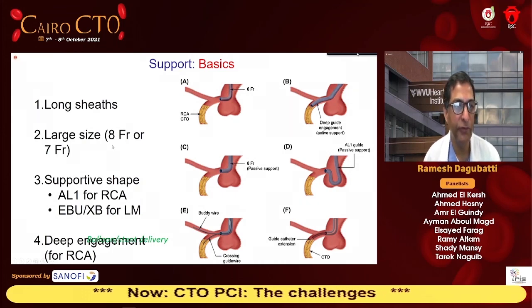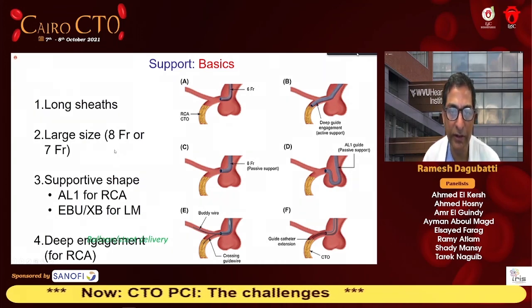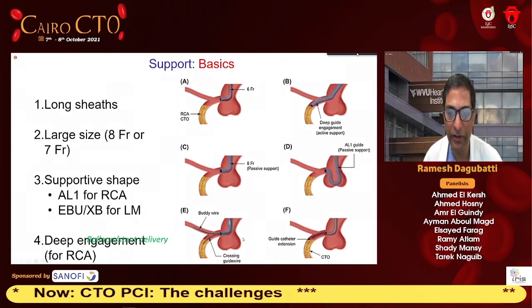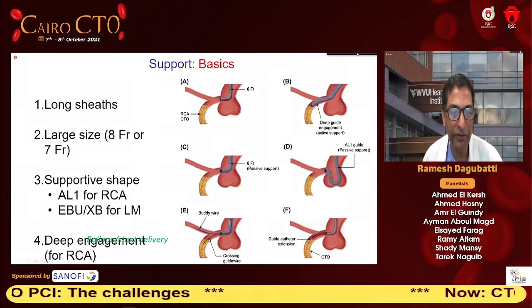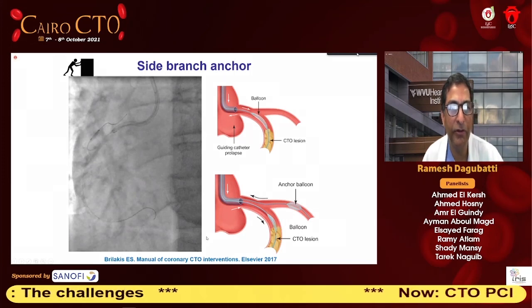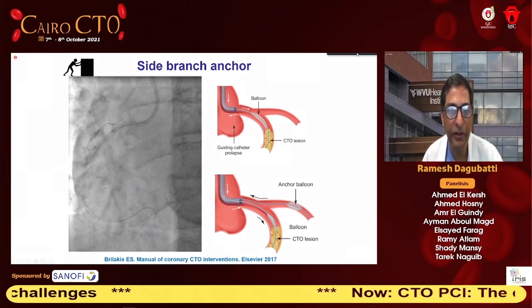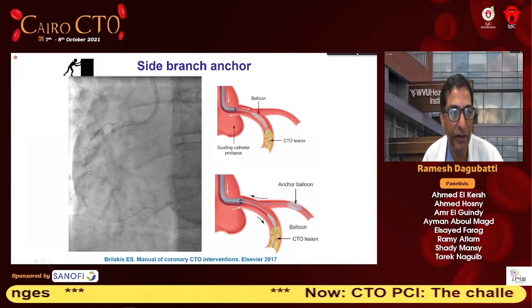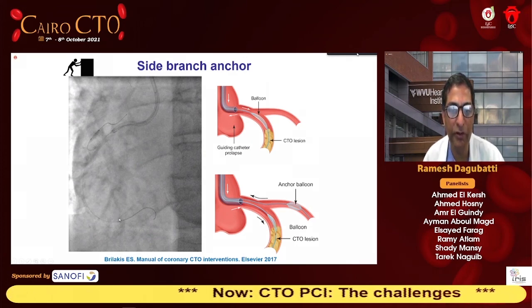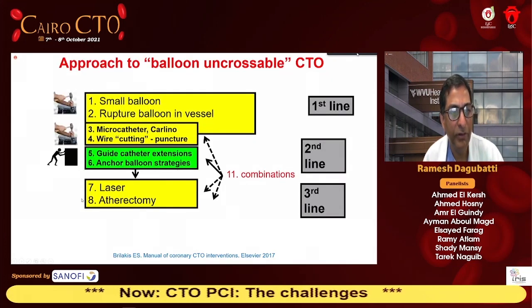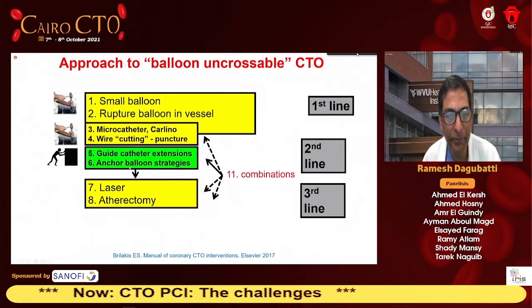Larger guide catheters, let's say 8 French, can be used, or guide liners. You can use a buddy wire in the side branch, and anchoring wire or anchoring side branch balloon techniques, to get your guide liners into a much deeper position, seeing then if you can cross the CTO with the balloon. So that actually did not help in this patient as well.